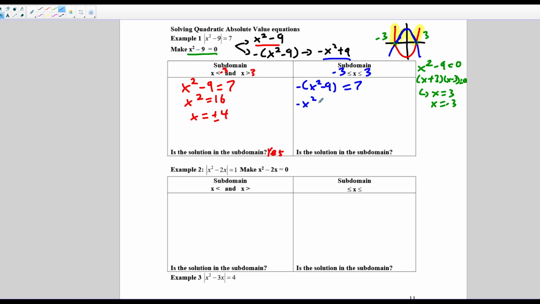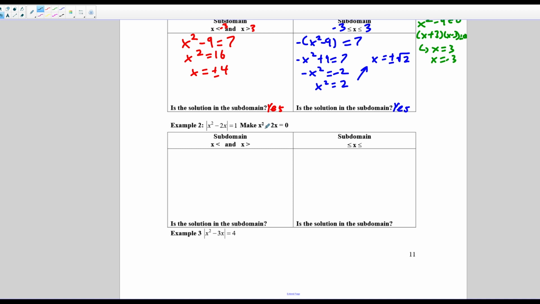Let's distribute that negative first. And let's go ahead and subtract 9 from both sides. We can multiply both sides by -1. And we get x squared is equal to +2. And then we're going to square root both sides. We get x is equal to plus or minus square root 2. And when we're asked, is this solution in the subdomain? It absolutely is.